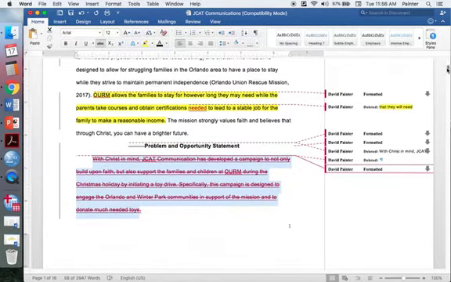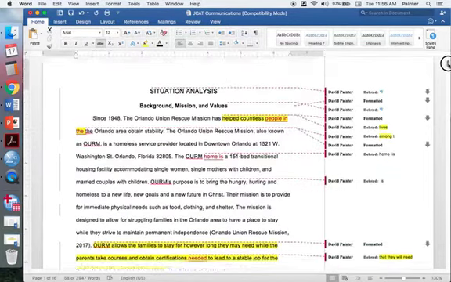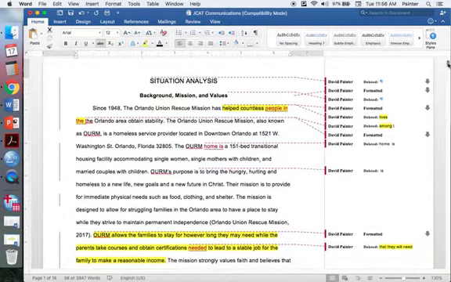So in the first section we talk about background, mission, and values. When was it founded? Where is it located? Why was it founded? Who founded it? What does it do? Why does it do it? Okay? Background, mission, and values.